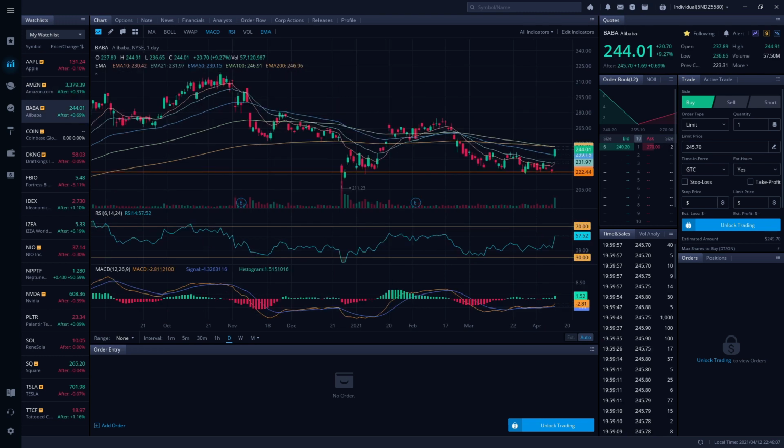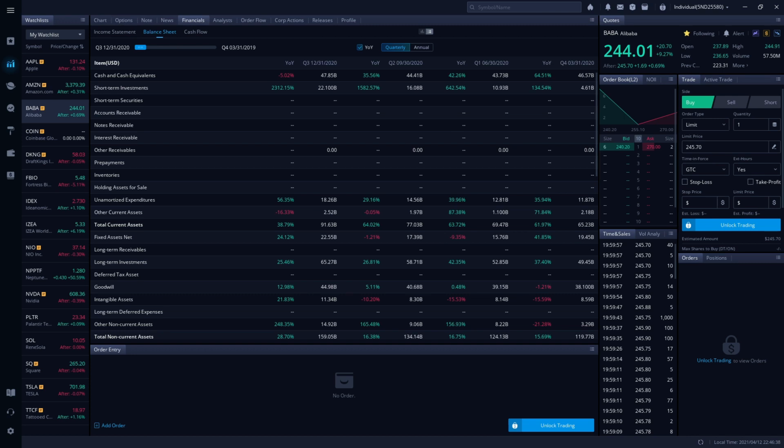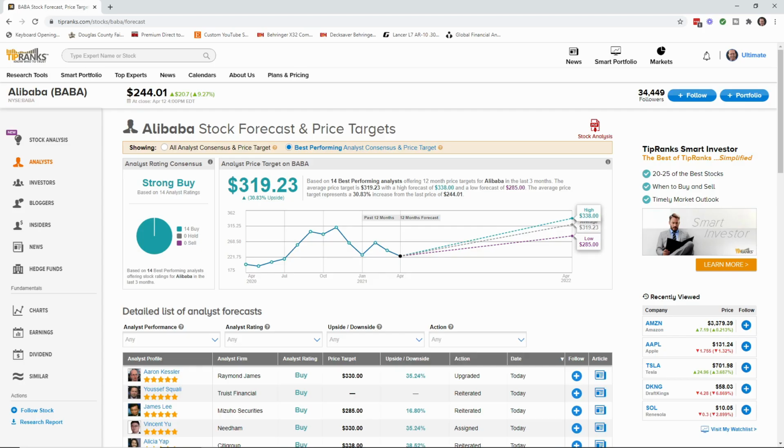Next up is BABA. This is Alibaba, and they are the Chinese version of Amazon. Keen and Grace let us know that BABA was up over 9% today on news that China's monopoly inquiry was completed and resulted in a $2.8 billion fine. Alibaba's CEO said the fine will not impact the company's operations. $2.8 billion is only 5% of the $47 billion of cash that they have on hand. The average analyst price target is $319, which represents a 30% upside from Monday's closing price.